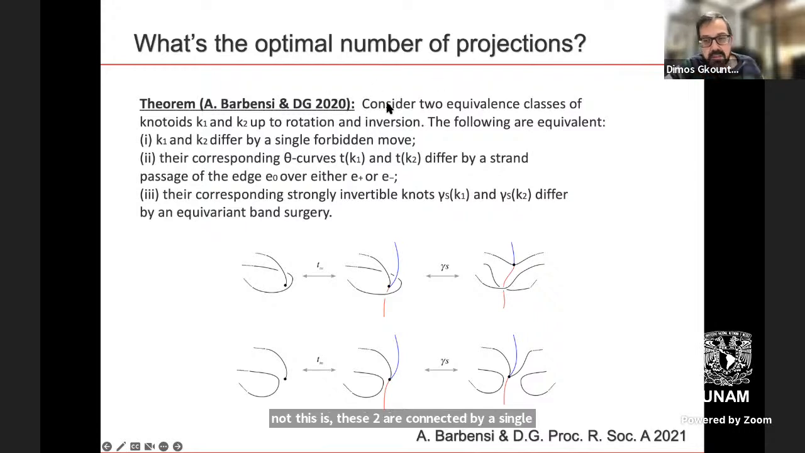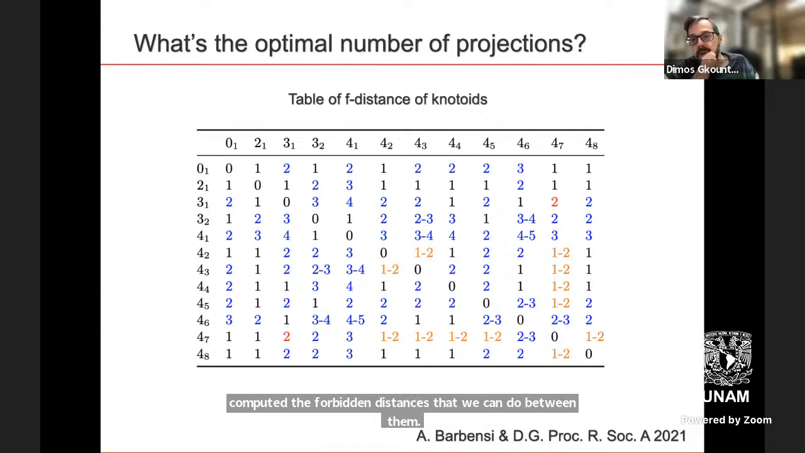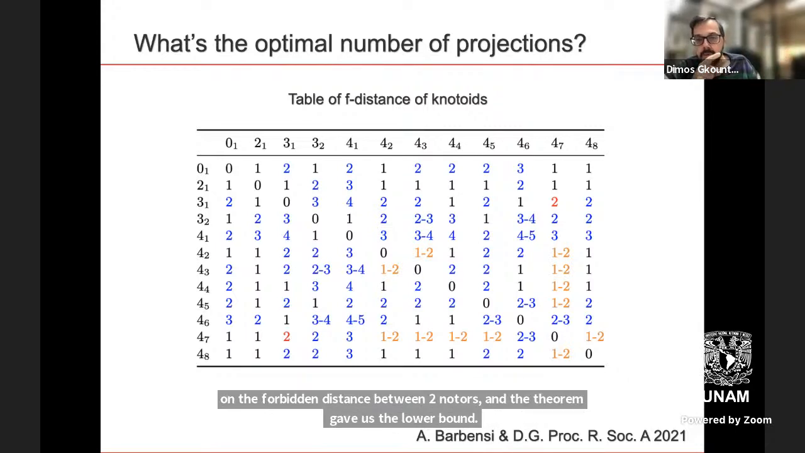So given this theorem, what else did we do? We did some simulations. We took all possible notoid diagrams up to 4 crossings, and we computed the forbidden distances that we can do between them. So the simulation on the computer gave us an upper bound on the forbidden distance between two notoids, and the theorem gave us the lower bound.